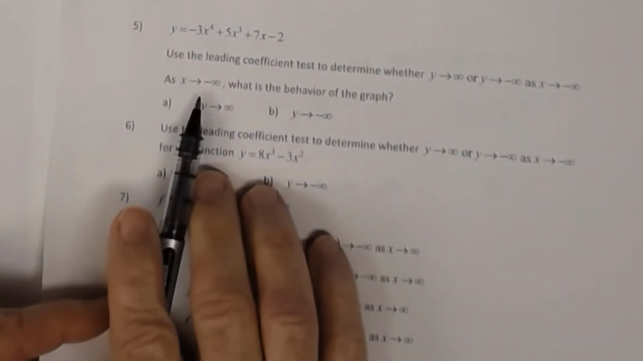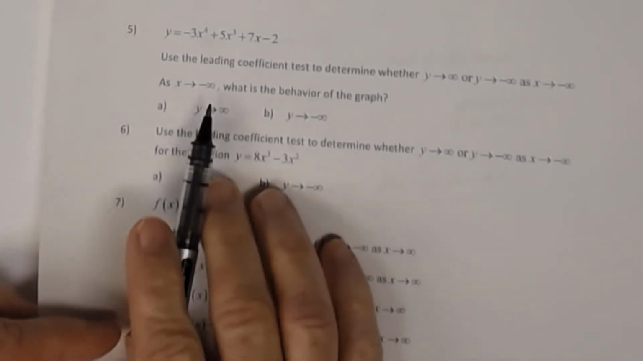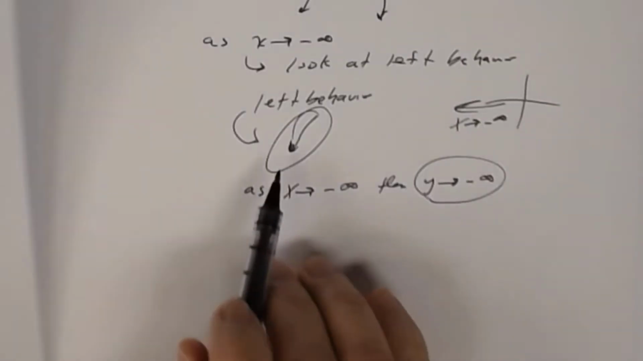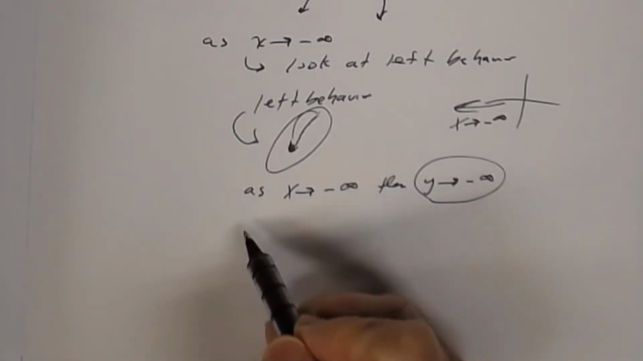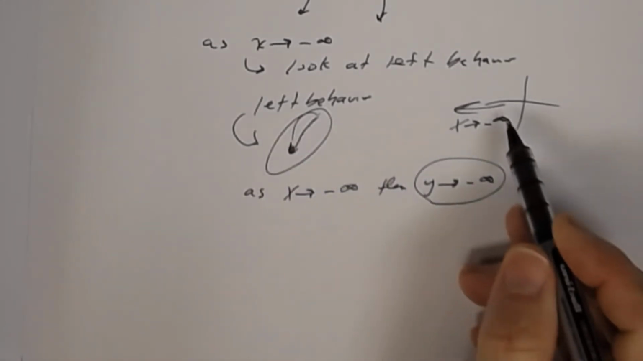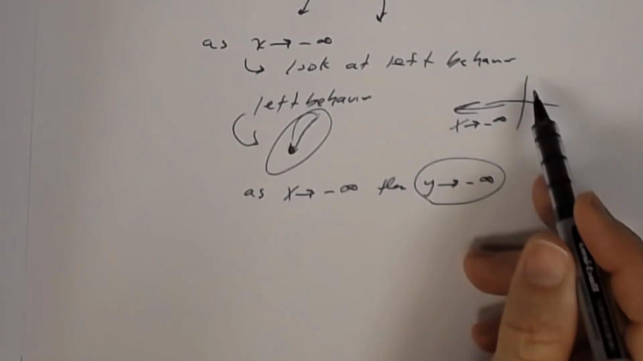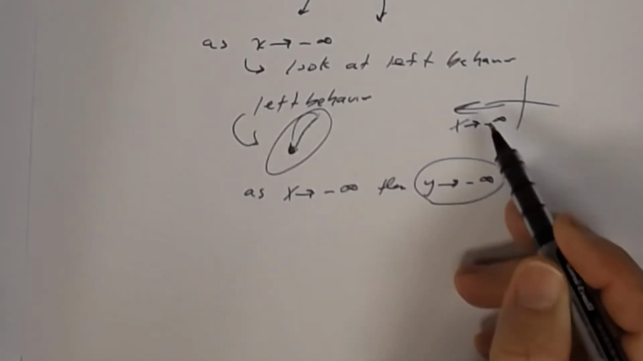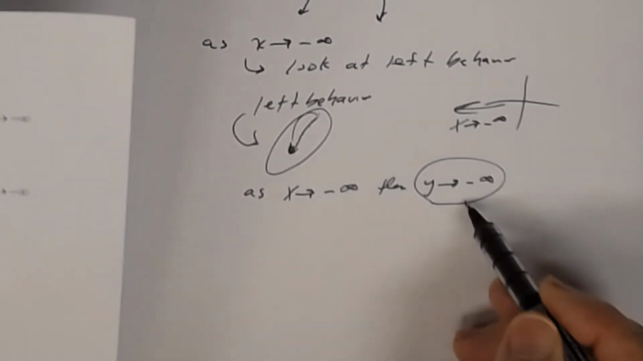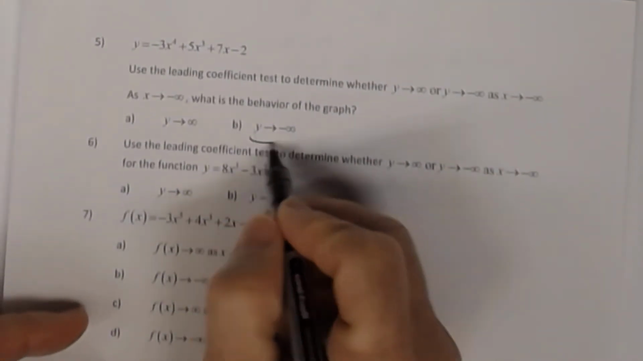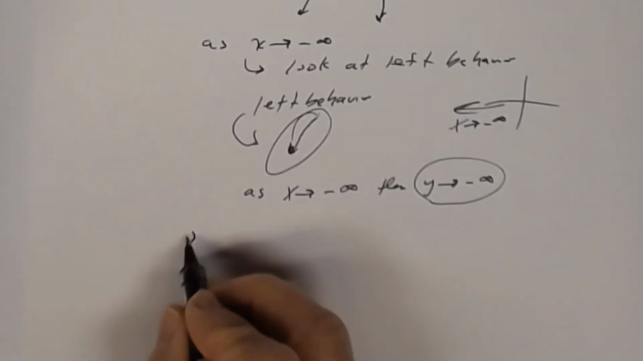As x approaches negative infinity, that's your left behavior, and your y values are getting smaller and smaller. If you think about this in terms of the xy grid, it's getting smaller and smaller. So that's going to be this one: y approaches negative infinity. So for 5, the answer is B.